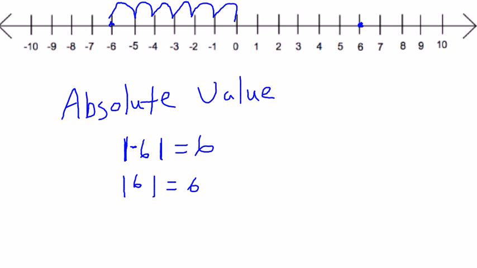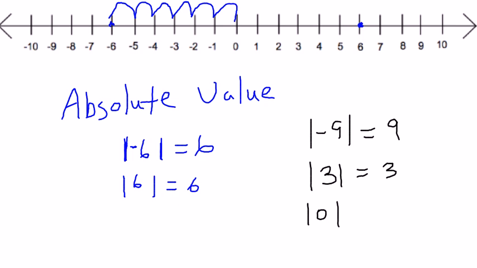Let's try a couple more examples. What would the absolute value of negative 9 be? Well, negative 9 is 9 spaces from 0, so the absolute value of negative 9 is 9. What would the absolute value of 3 be? Well, the absolute value of 3 is simply 3. How about the absolute value of, let's say, 0? Well, the absolute value of 0 will always be just 0, right? Because 0 is 0 spaces away from itself.